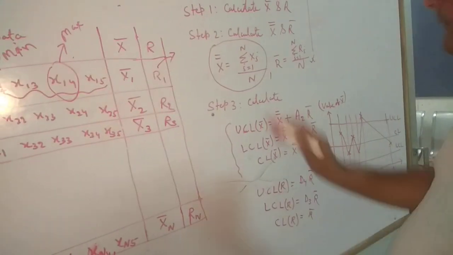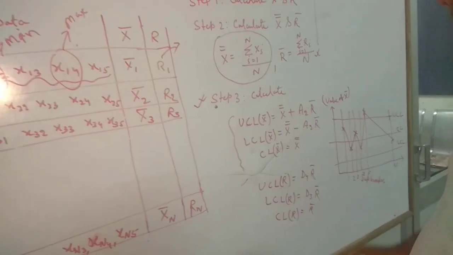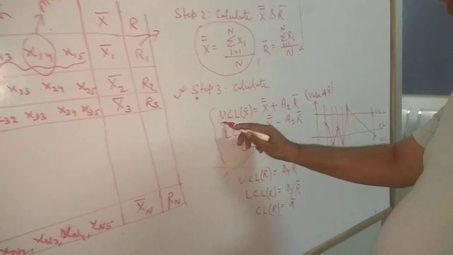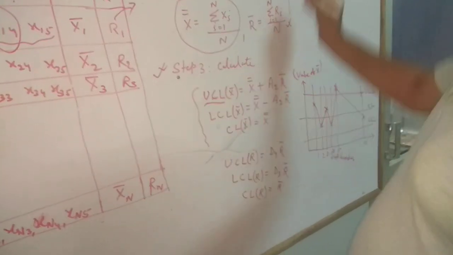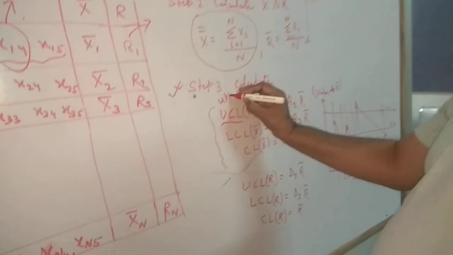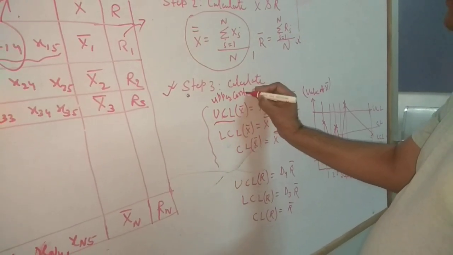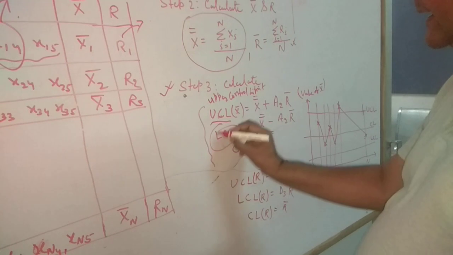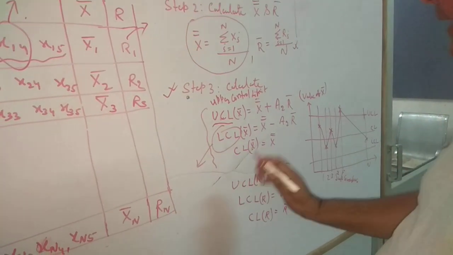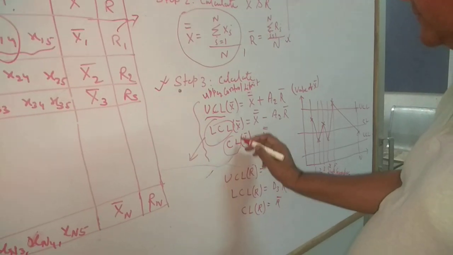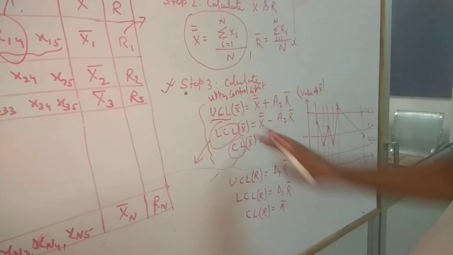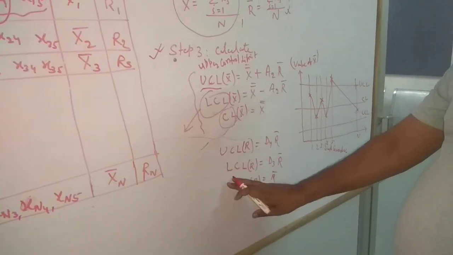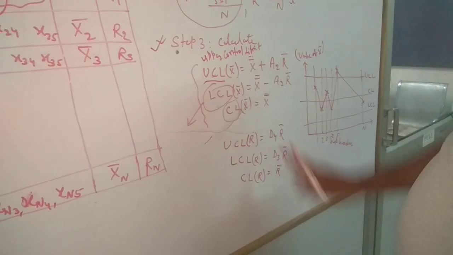Step 3. This is the very crucial step. In this step, we will calculate the upper control limit. UCL conveys the upper control limit, LCL conveys the lower control limit, and CL refers to the control limit for X bar. And similarly, we will calculate the upper control limit, lower control limit, and control limit for R.